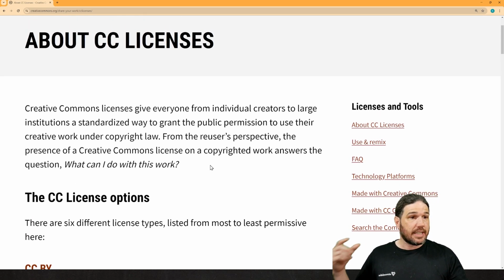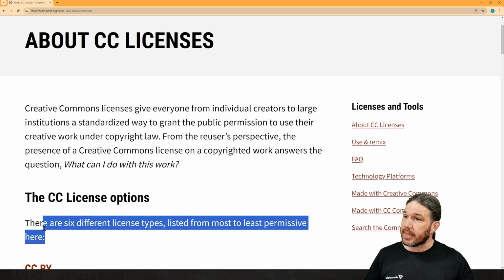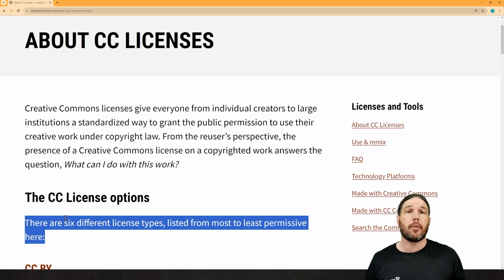There are 6 different license types listed from most to least permissive here. So again, as a copyright holder, there are certain rights that you have. The right to distribute, the right to modify, the right to monetize, that sort of thing. So each of these licenses will give others permission to do these things without having to come to you for permission.